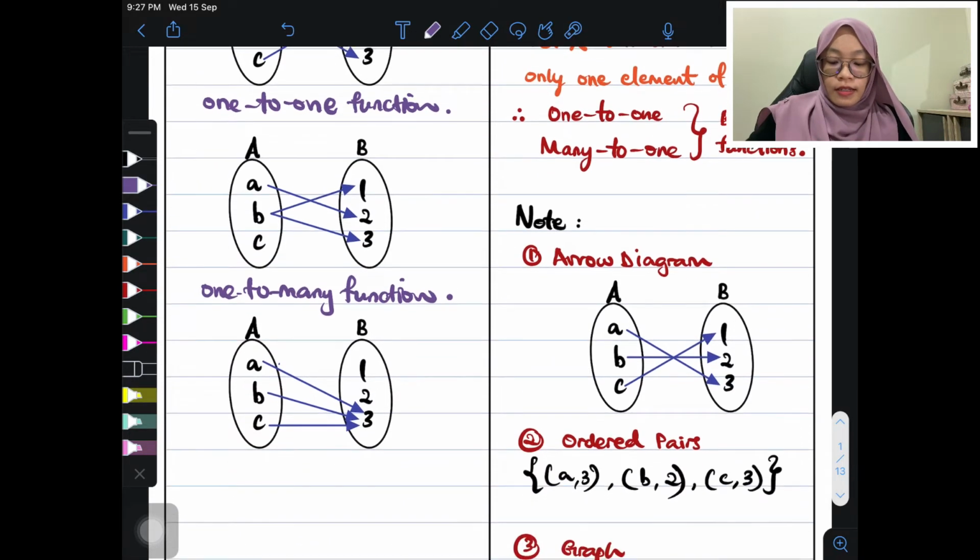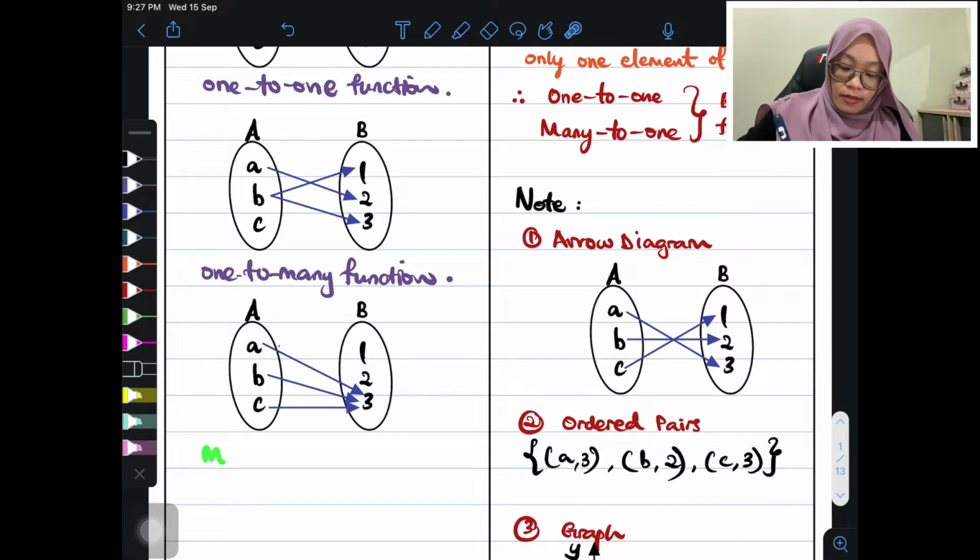Okay, dan example yang terakhir sekali, you will see that element A goes to number 3, element B goes to number 3 also, dan juga element C goes to number 3 also. This is called many elements from set A going to only one element in set B. And so we call the function a many-to-one function.